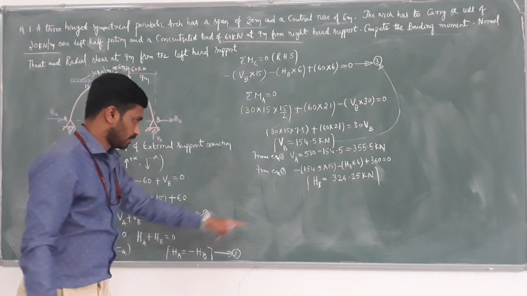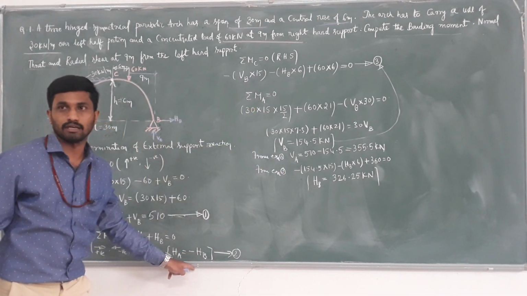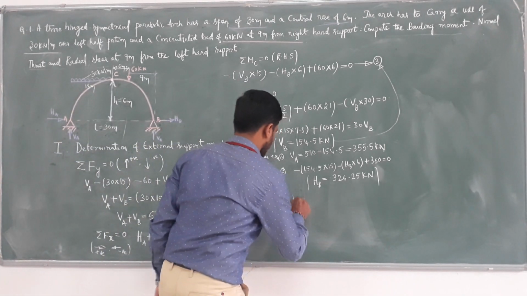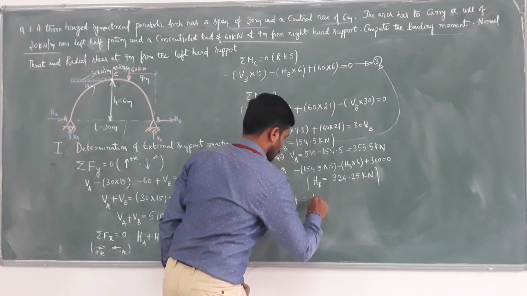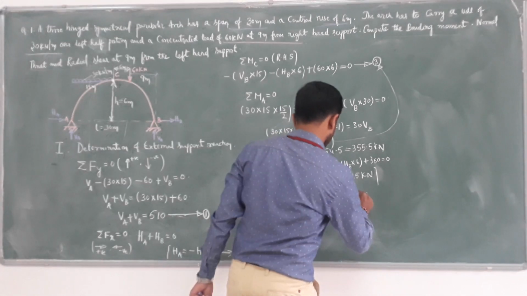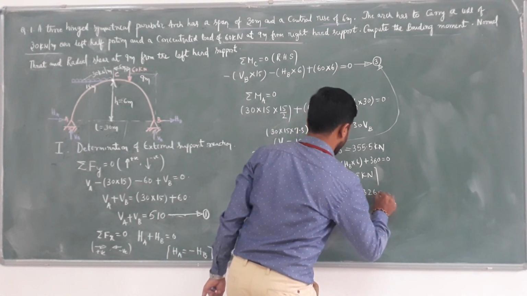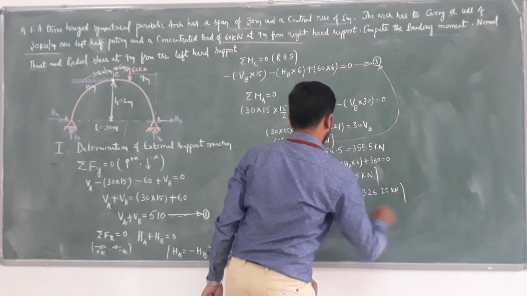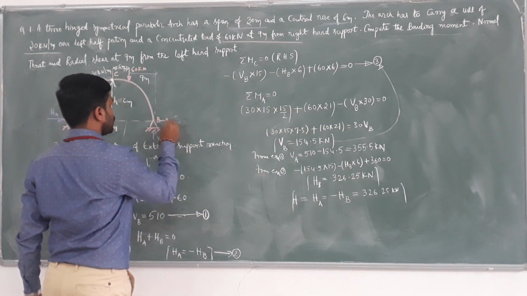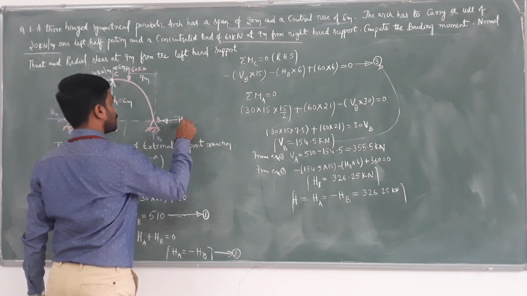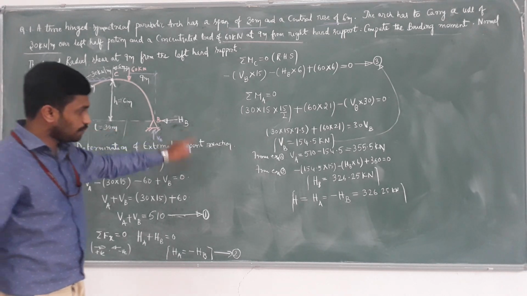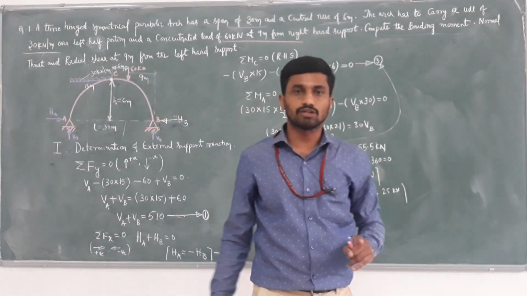So now we know that HA equals minus HB. Therefore HA equals minus 326.25 kilonewton. Because we got minus HB, we just reverse the direction of HA. So plus HA equals minus HB, and now the equilibrium conditions will be satisfied.